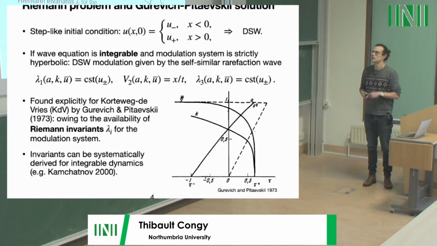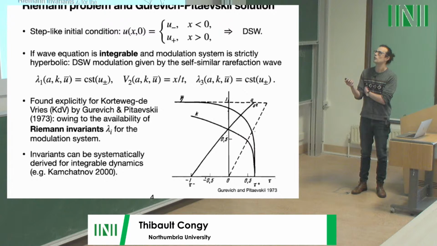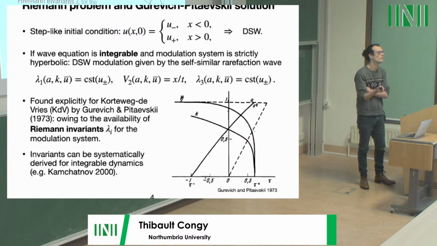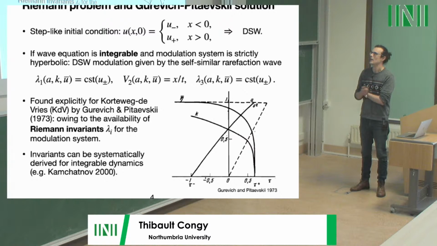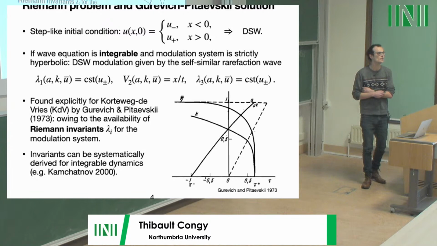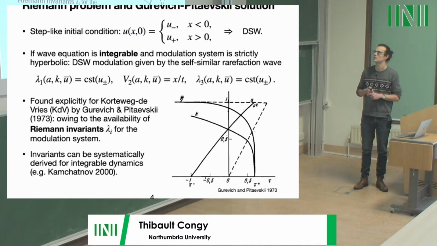Here, I won't enter too much into the detail, but you see that these Riemann invariants are constant, and you determine this constant with u plus and u minus, the parameters of your initial condition. So that's something, this structure of the solution here, the fact that it's a self-similar rarefaction wave, if you want, of your modulation system. I will use this property later when I will present this universal description of dispersive shock wave.